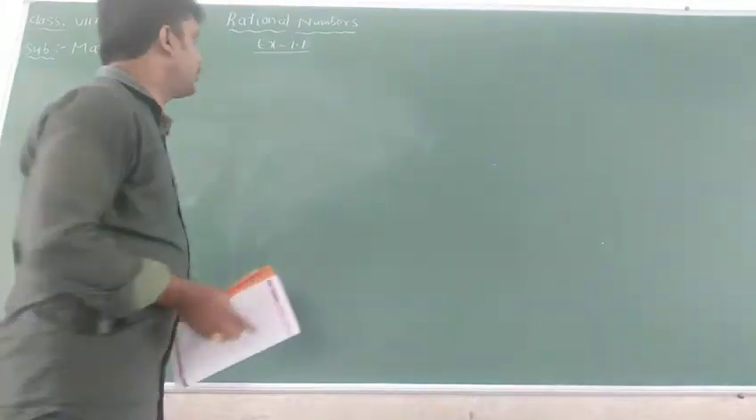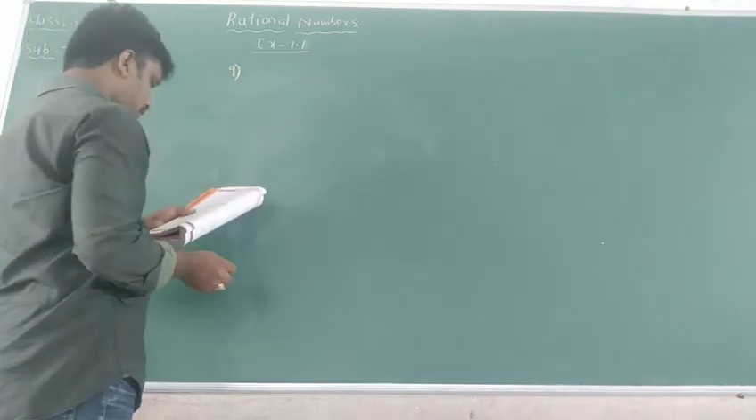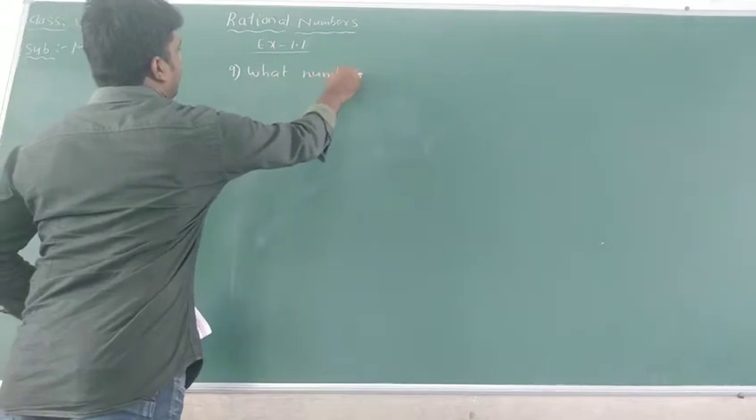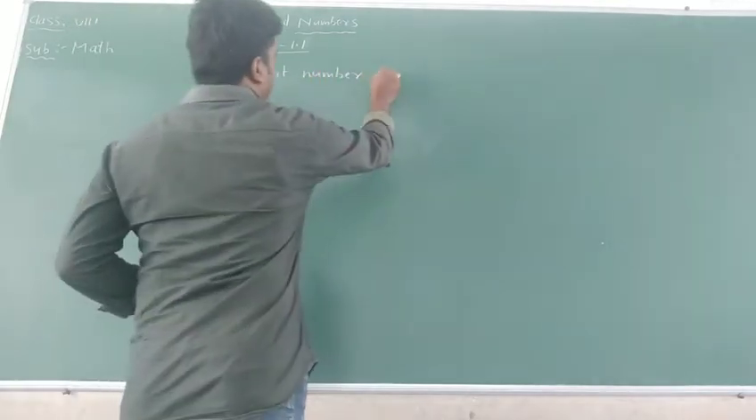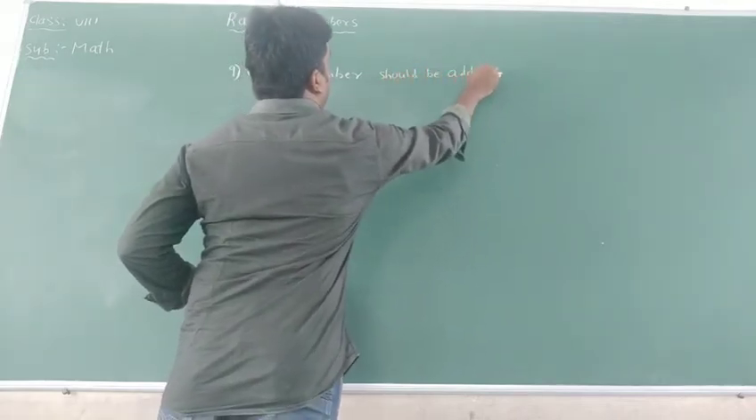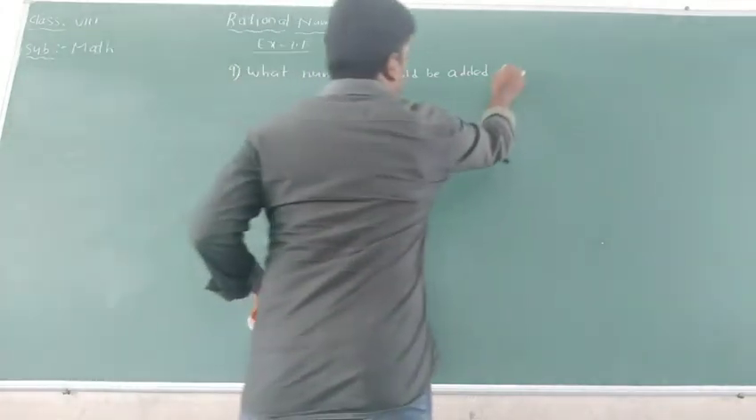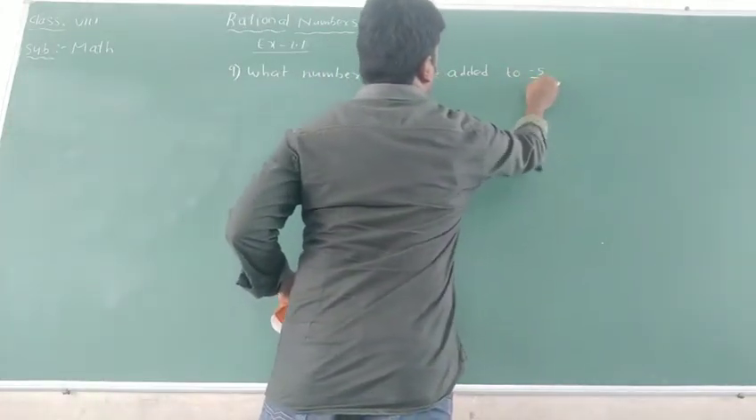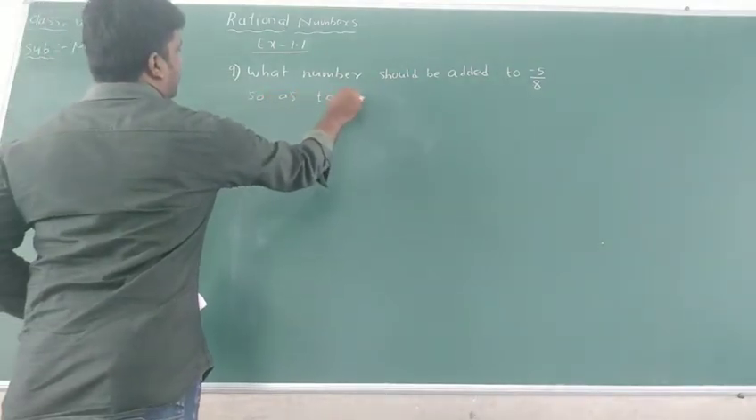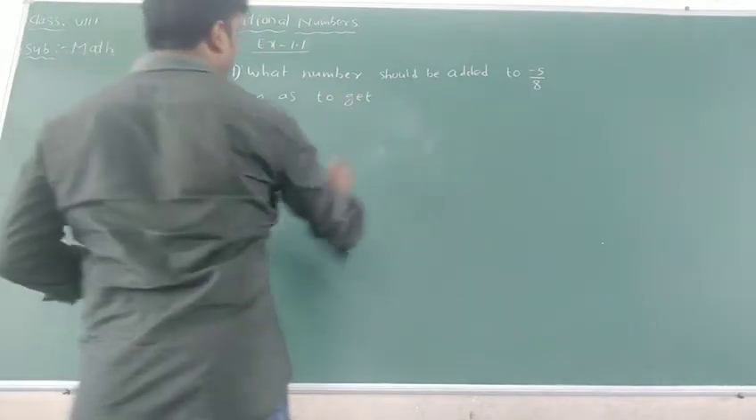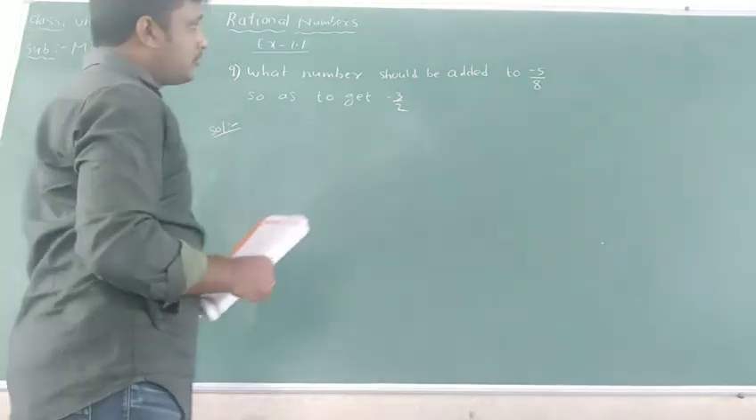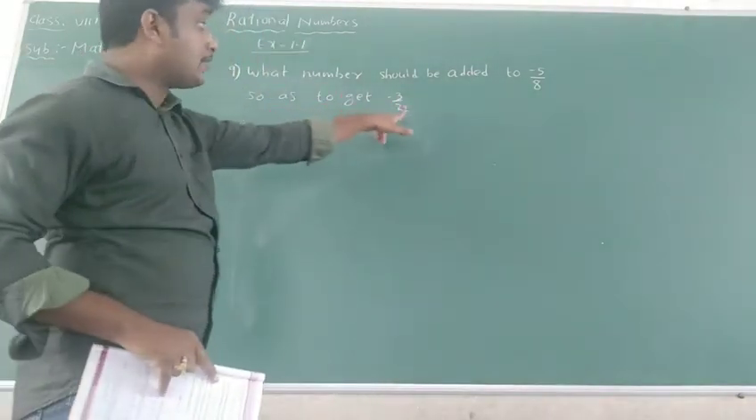Next question, 9th question. What number should be added to minus 5 by 8 so as to get minus 3 by 2? So first understand the question. What number should be added to minus 5 by 8 so as to get minus 3 by 2?